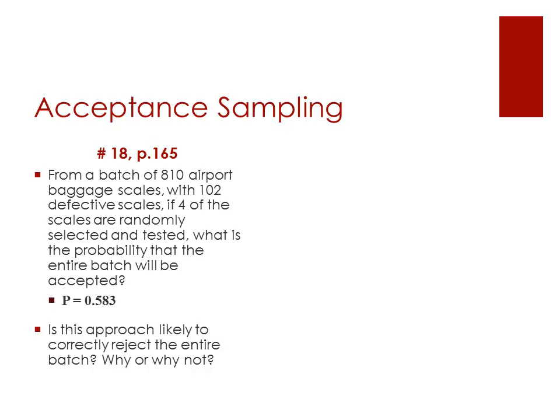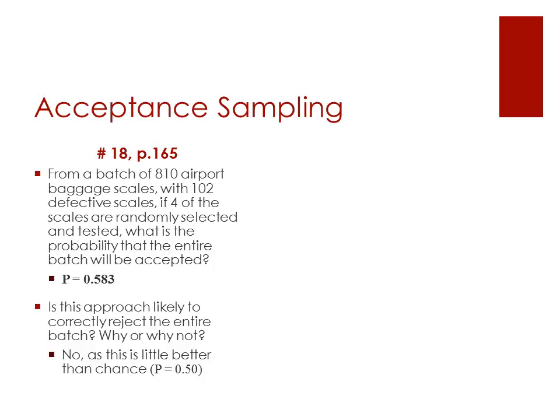Okay? So we want to ask ourselves, is this approach likely to correctly reject the entire batch? Why or why not? Well, it's not likely because it's little better than chance. Chance would be a probability of 0.50, so that's not going to be good. We want a very low likelihood of accepting the batch because the batch itself is flawed. So when you're looking at acceptance sampling types of problems, notice that once you get going on it, your rules are going to be the same in terms of your formula, but you need to step back and think carefully about what you are solving for.